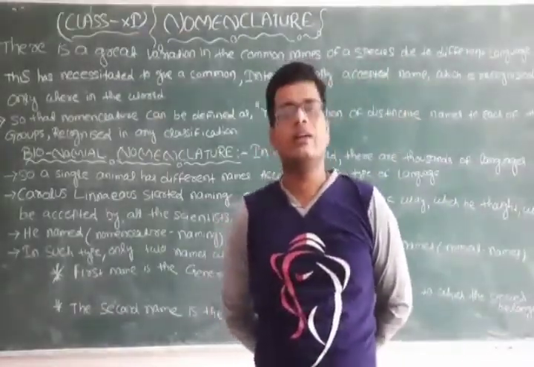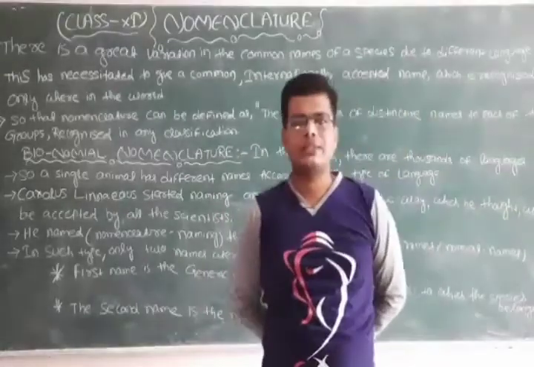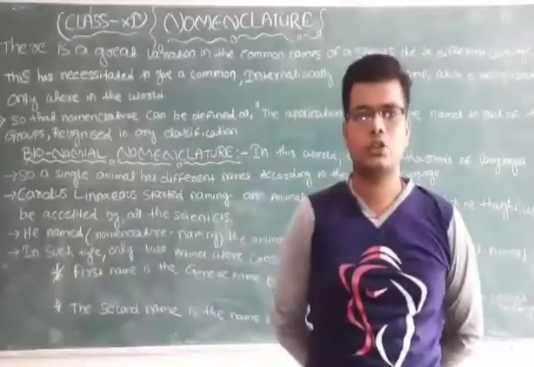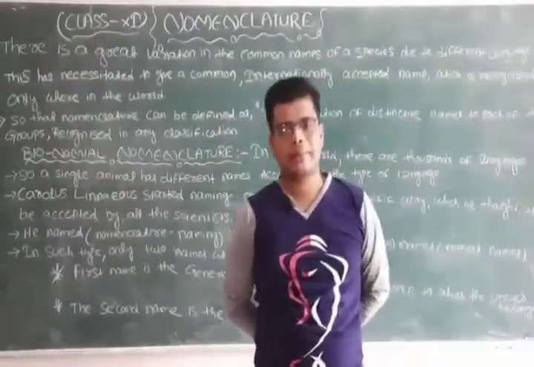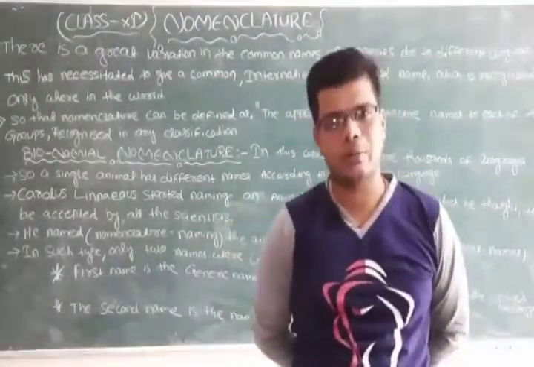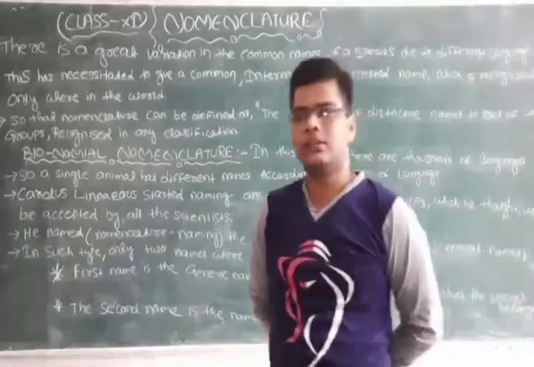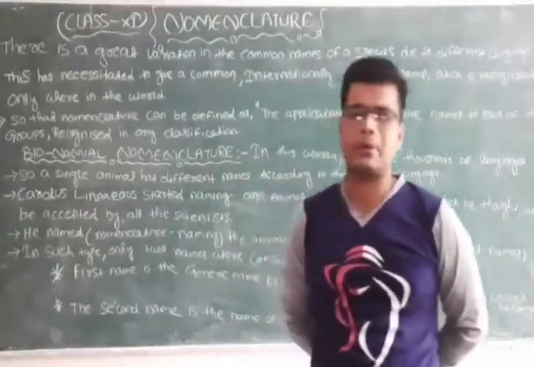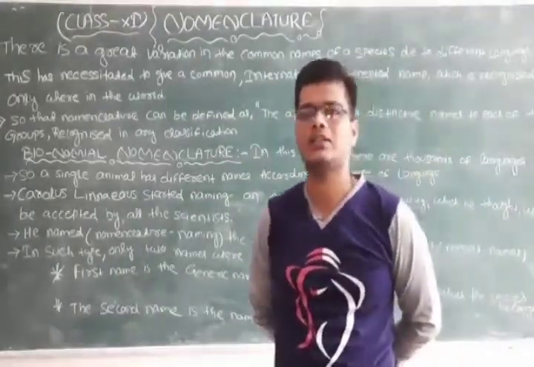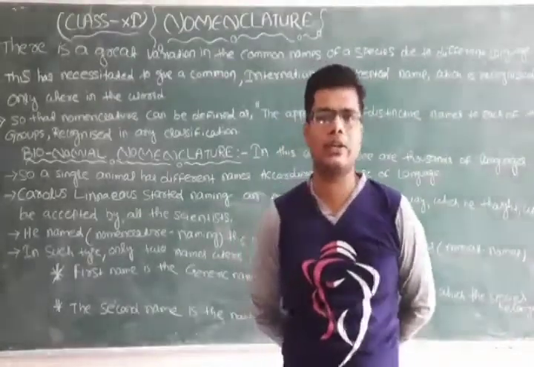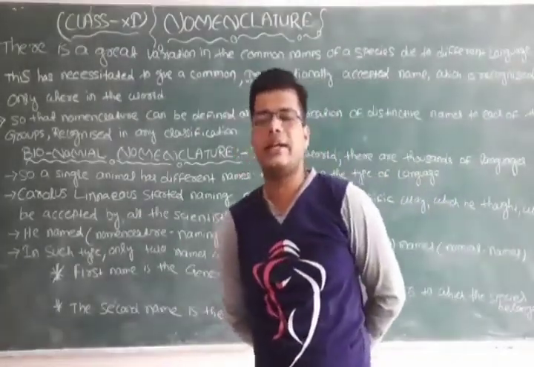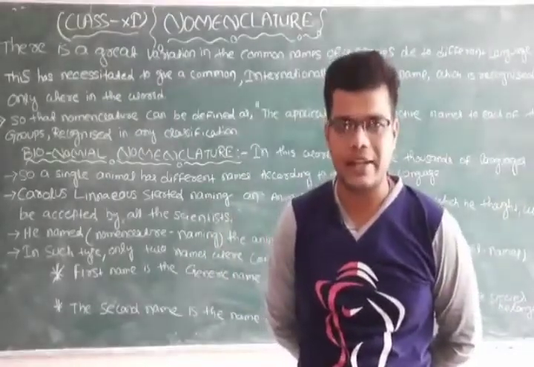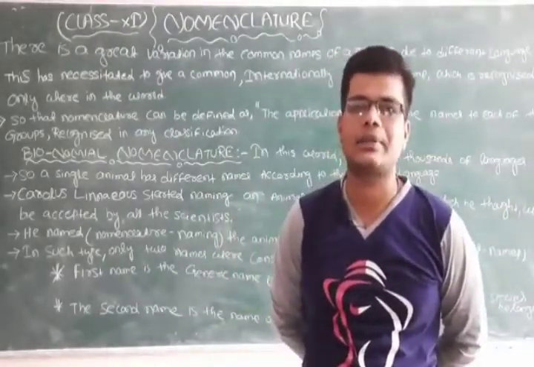There are a lot of organisms present worldwide, so it is difficult for any scientist to identify a particular organism by its common name. So they discussed the problem and found a solution. We discussed in the last video that nomenclature means the naming system by internationally accepted names.